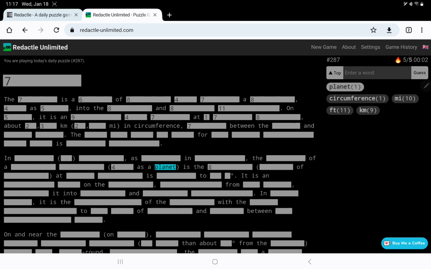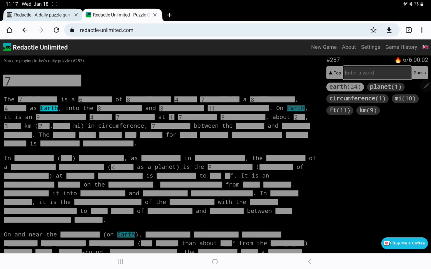On. And then, yeah, so what's a space word on something? On Earth? Something as Earth. This is very confusing. The 7 is a 6 of something, something a 8. Blank as Earth into the something and something. On Earth, it is an.